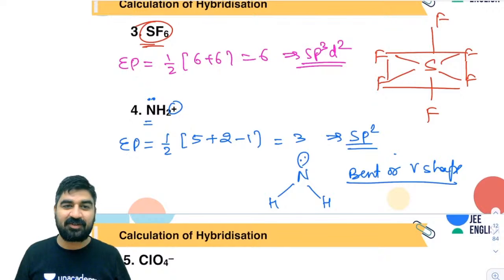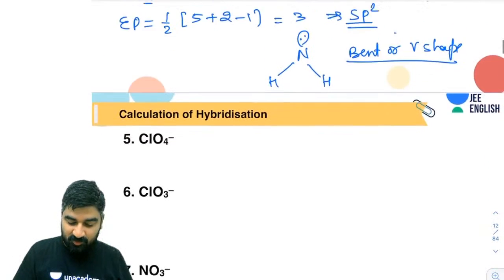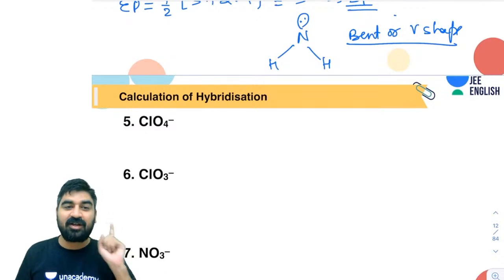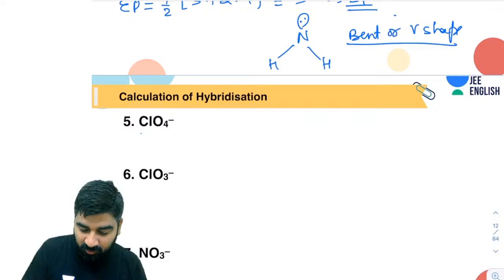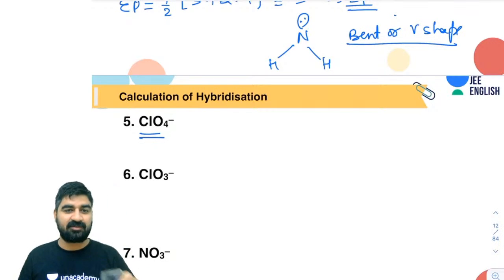Yes, Zubair, you guys are right. So let's move to the next. So guys, keep on making their shapes as well. Yes, I want hybridization as well as shape. Now do it for ClO4 minus. Let's do it guys, be fast.